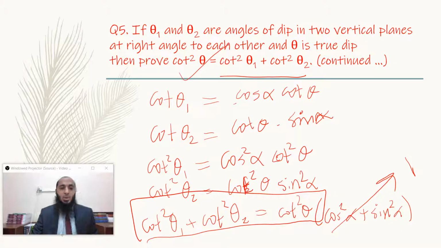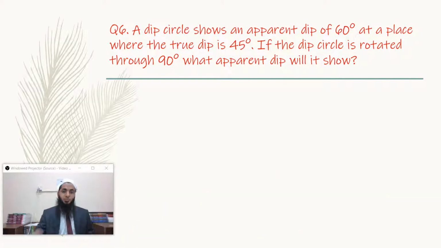Okay, that was question number 5. Let's move on to question number 6. A dip circle shows an apparent dip of 60 degree at a place where the true dip is 45 degree. If the dip circle is rotated through 90 degree, what apparent dip will it show? So here this is an application of the previous question. In the previous question we have seen theta 1 and theta 2 are two apparent dips in planes which are 90 degree to each other. So that's what is applicable here.